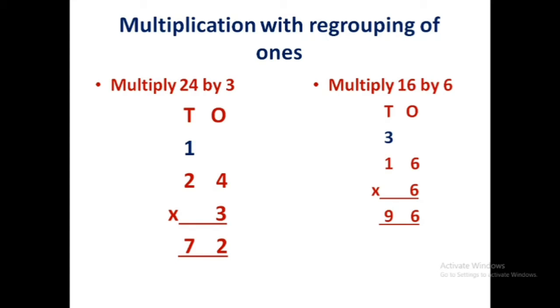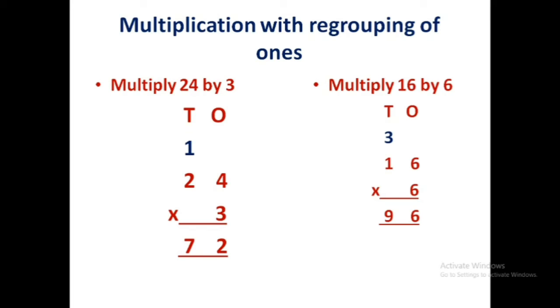Next, how to multiply 16 by 6? Write the numbers 16 into 6. Begin multiplication from the ones column. 6 ones into 6. 6 into 6 is equal to 36. 36 is the same as 3 tens and 6 ones. We have to write 6 in the ones column and carry 3 to the tens column.